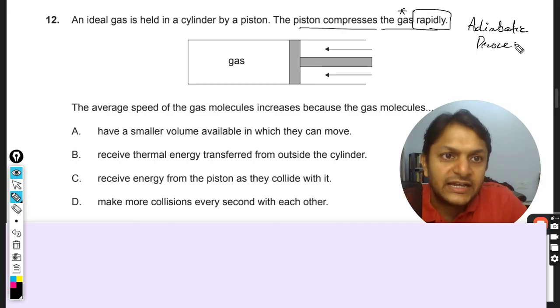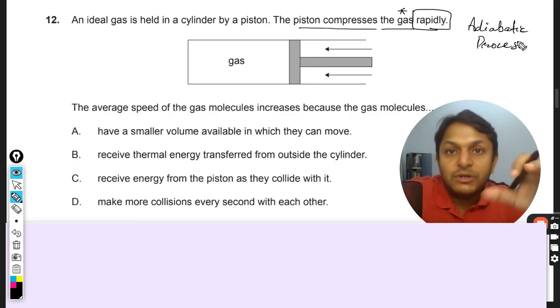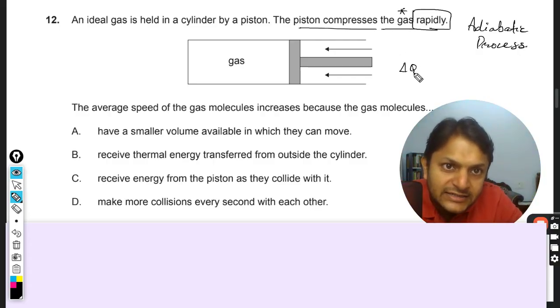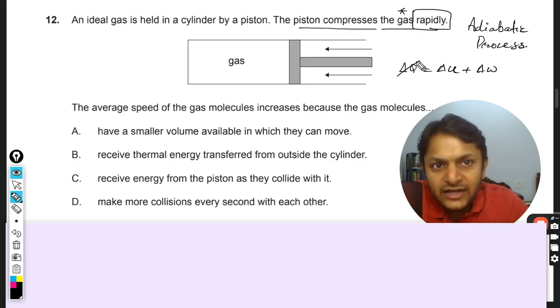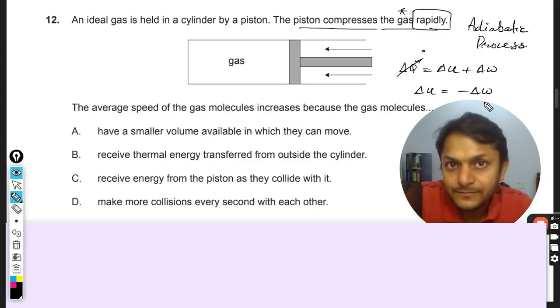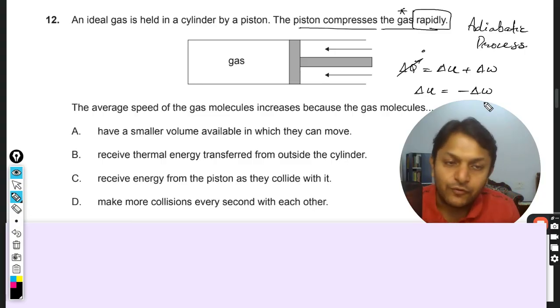Now, what happens in an adiabatic process? The delta Q is taken to be zero. And let me write the first law of thermodynamics and explain a bit more. Delta Q is equal to delta U plus delta W. Now you see, delta Q is zero, so the change in internal energy will be the negative of the work done. Work done is P delta V, we all know. So delta U is the negative of work done.